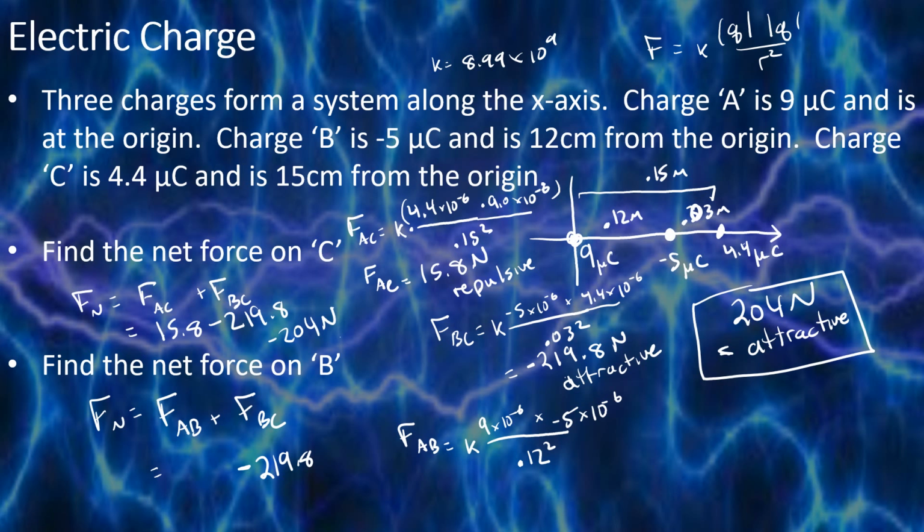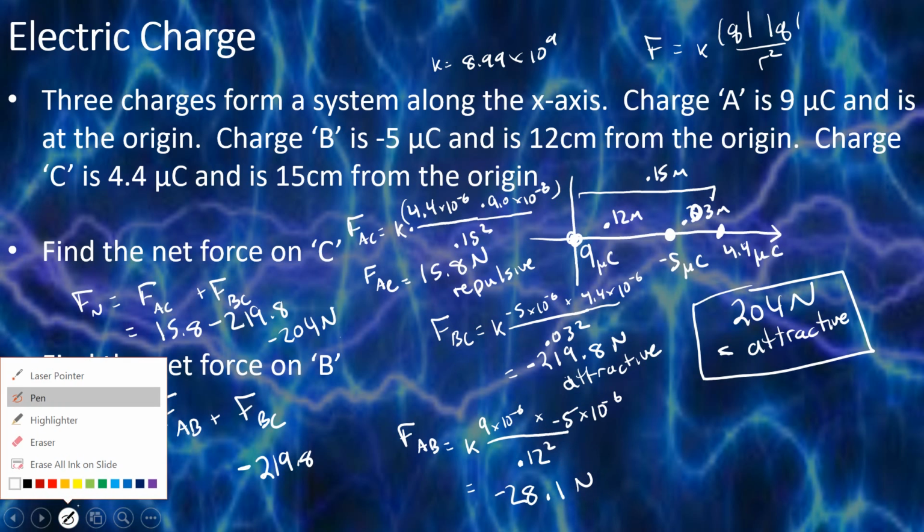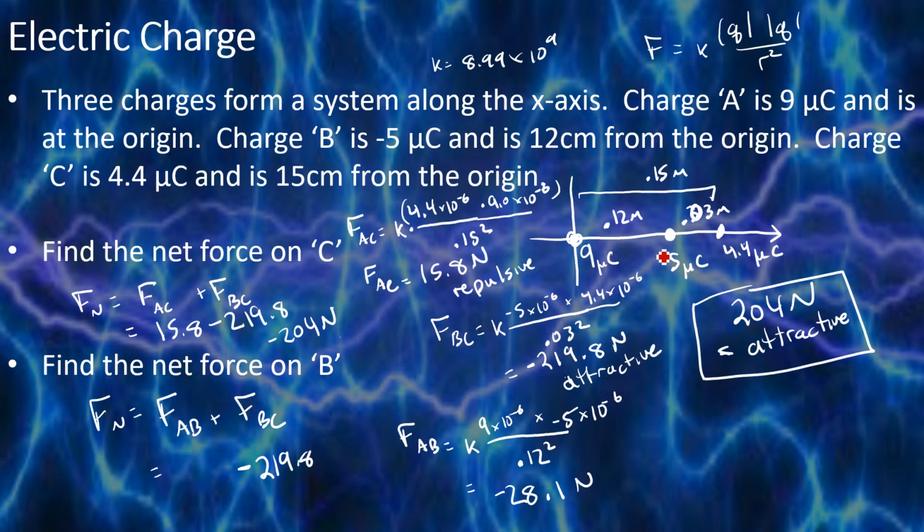And just typing this in, and I do get negative 28.1 newtons. Now that's an attractive force, but we do want to make clear here which way. So this one's being pulled this way with negative 28 newtons, and it is being pulled this way by the negative 219. So those are opposite in direction, right?